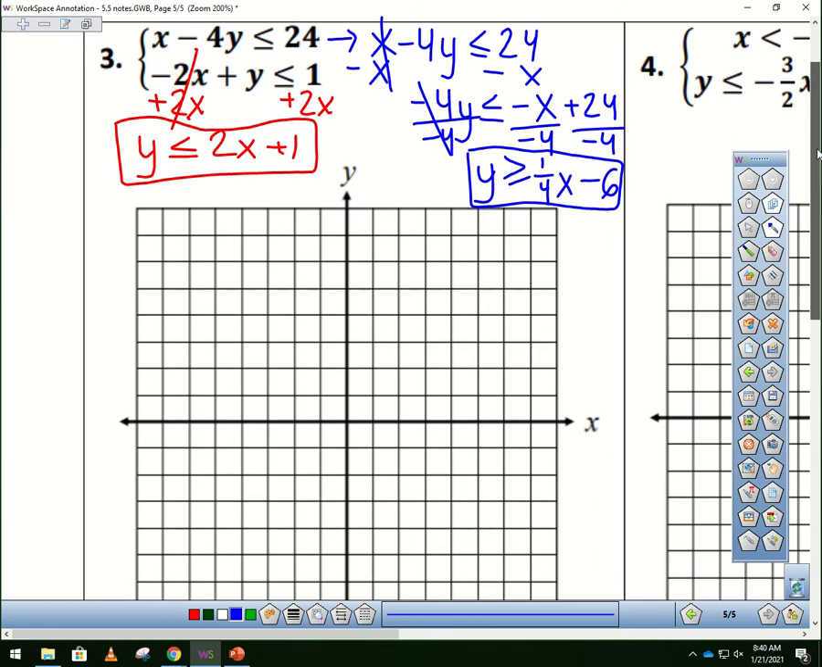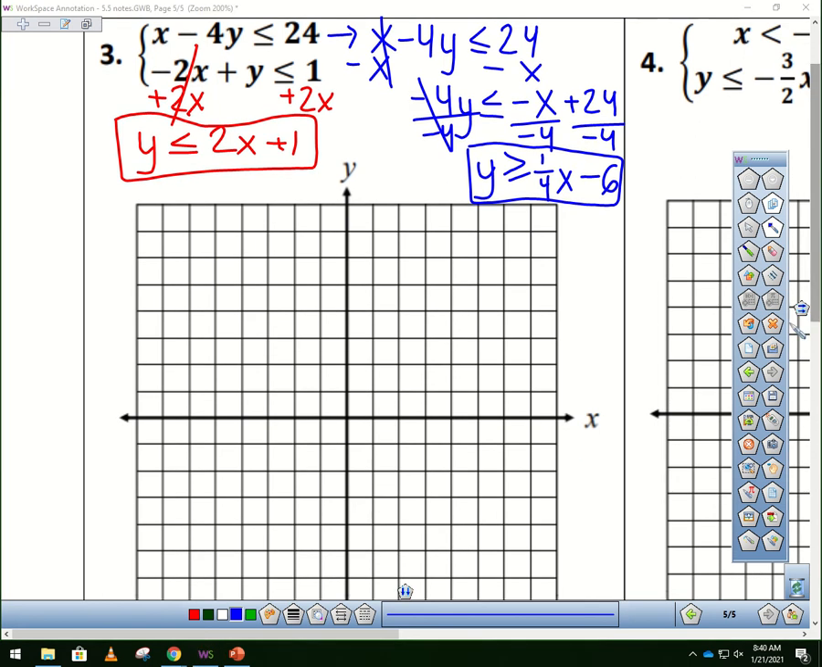So let's graph the blue one first. So what's my y-intercept on the blue one? Negative 6. Good. So down 1, 2, 3, 4, 5, 6. And then from there we go up 1 over how many? Not 2, but the denominator is 4. Up 1 over 1, 2, 3, 4. Like that.